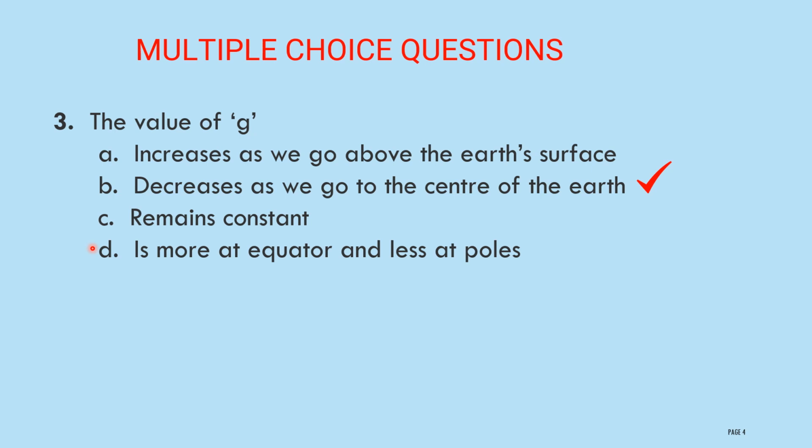The value of g is directly proportional to the mass of the body, but inversely proportional to the square of the distance between the objects. As we go inside toward the center of the earth, the distance between the object and the earth increases. As the value of r increases, the value of g decreases as we move to the center of the earth.